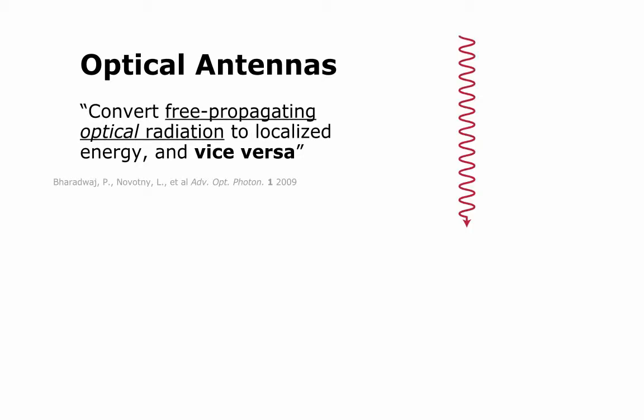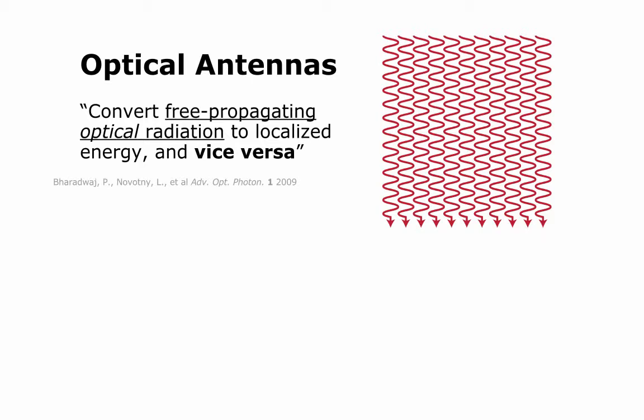Free propagating optical radiation just means light. Importantly, the kind of light that we are used to in everyday lives. It is freely moving through space. It is propagating. Now in practice, you don't just have one light wave, you have a lot. So what happens when you put an optical antenna in the path of all this light?